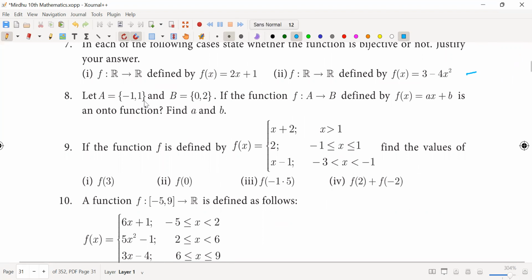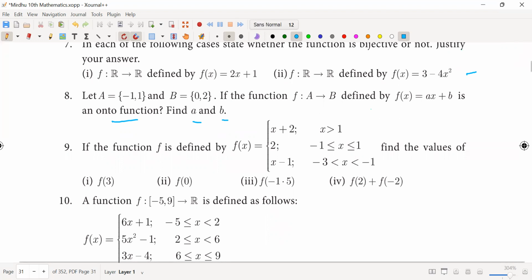If A is minus 1, 1 and B is 0, 2, f from A to B is defined by f of x equal to ax plus b, and it is an onto function. Find a and b. So it is an onto function. If I substitute minus 1, I may get 0. All right. If I substitute 1, I may get 2. Or else if I substitute minus 1, I may get 2 and for 1, 0. There are two options here.